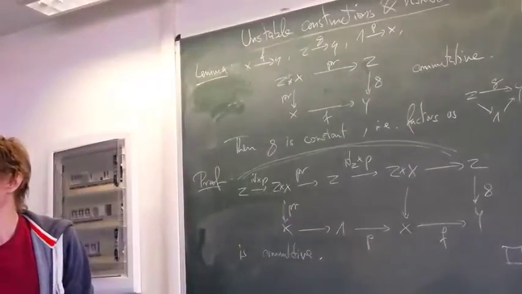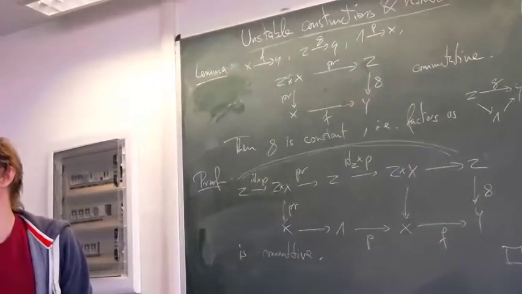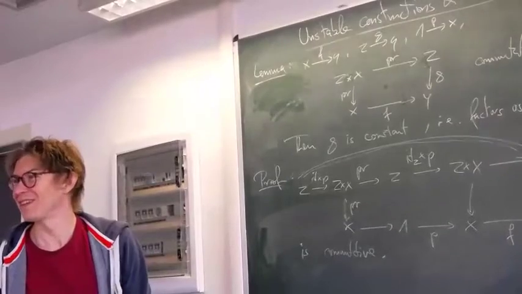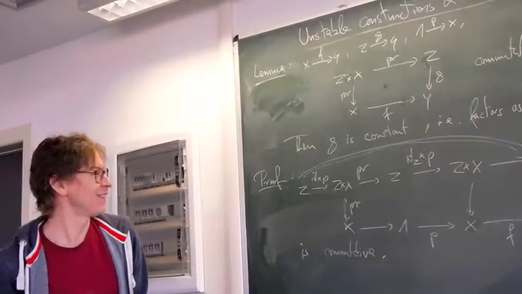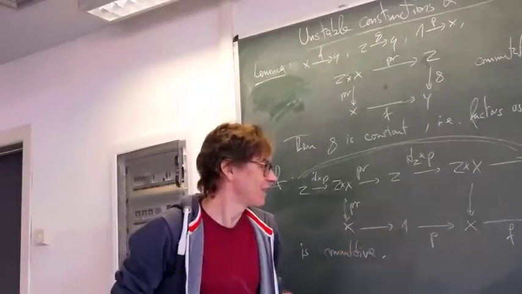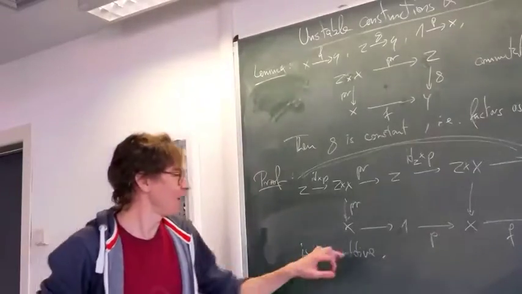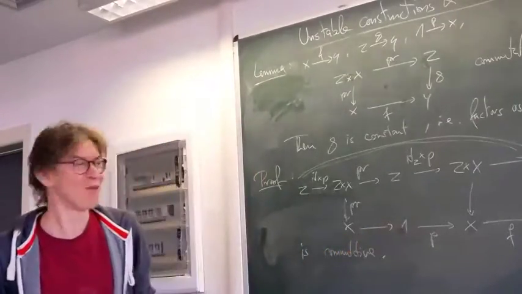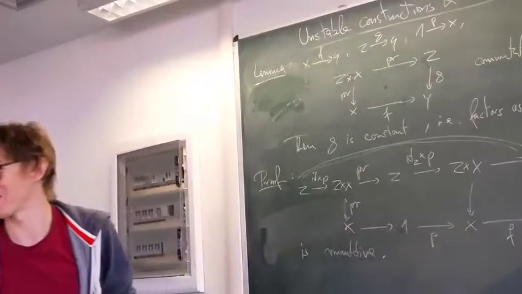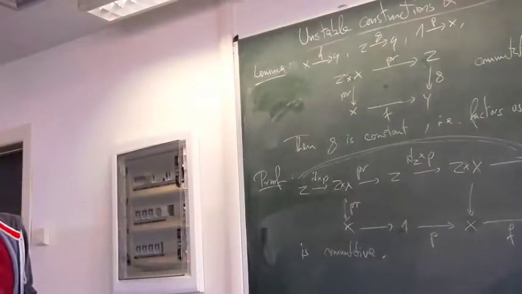I thought if one is the initial object, then this is no condition. So you don't tell me every morphism is somehow constant. I don't believe that. We all know that there are objects without points, non-trivial objects. So that's what's in my definition. It's one.